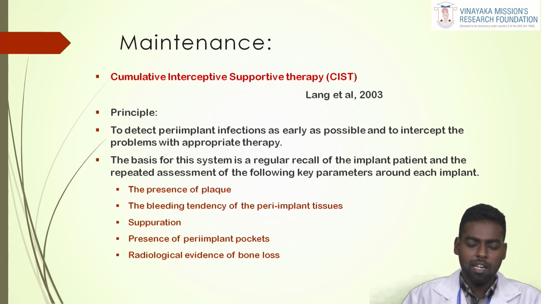So the 5 major facts included in this supportive therapy are: the presence of plaque must be assessed, the bleeding tendency of the peri-implant tissues must be assessed, the pus discharge or suppuration must be evaluated, the peri-implant pocket must be assessed at regular intervals of time, and radiological evidence of bone loss must be evaluated by the repeated recall of the patient, and maintenance therapy should be followed.